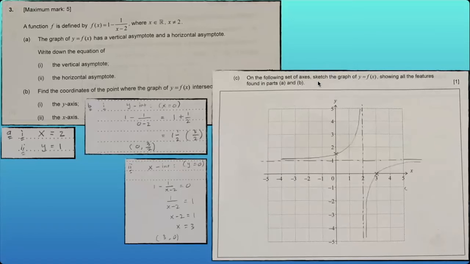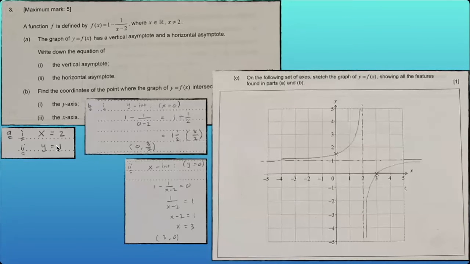Part C, you are asked to sketch the graph of y is equal to f of x, showing all the features found in part A and B. So use all of these to help you sketch the function. We know the vertical asymptote. Usually we use dashed lines to draw asymptotes. There you go, that's the vertical asymptote, x equal to 2.